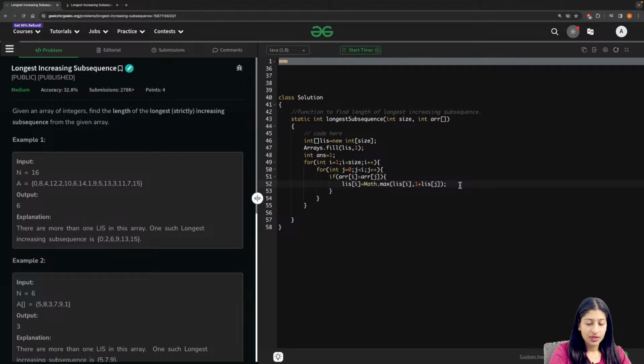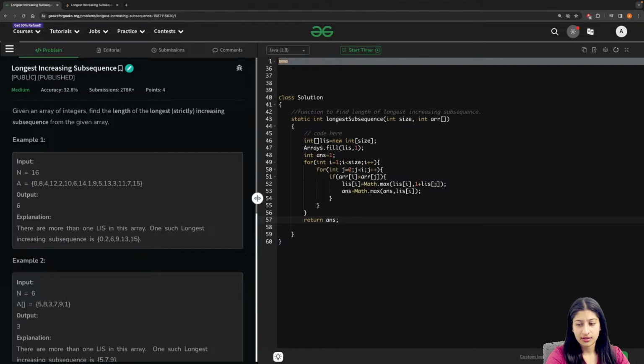And simultaneously I'm keeping track of the maximum length that I've gotten in lis, because that will be my answer. Math.max of, you update answer with answer and lis of I. Fine, is that right? Answer equal to Math.max of answer and lis of I. Then you come out of the loops and you return your answer.